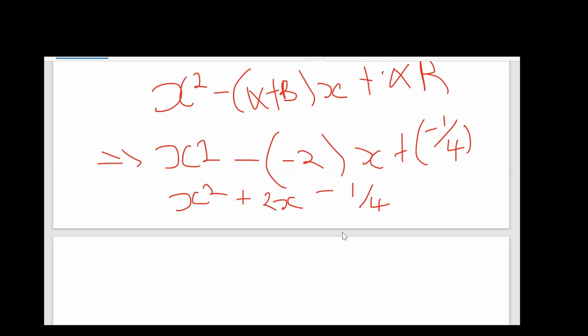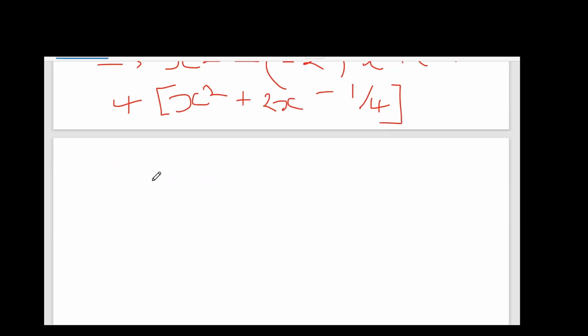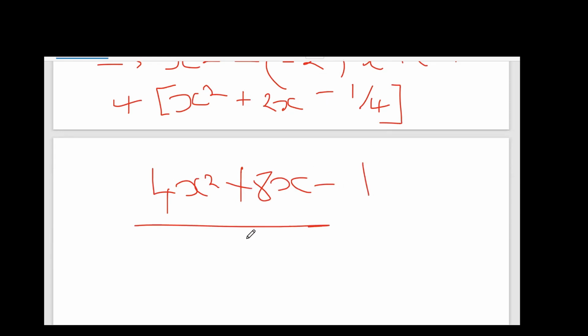How? You just multiply it by 4. Since we have 4 as a denominator there, you can multiply everything by 4. So if you multiply everything by 4, you are going to have your 4x squared plus 8x. Then here when you multiply 4 by 1 over 4, it's just going to give you 1. So this is the equation that they want.